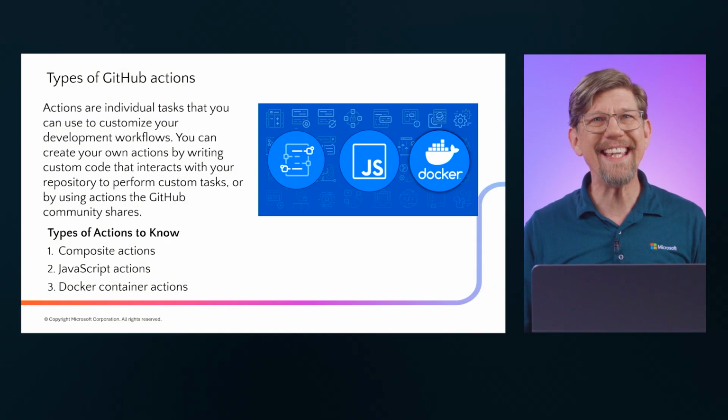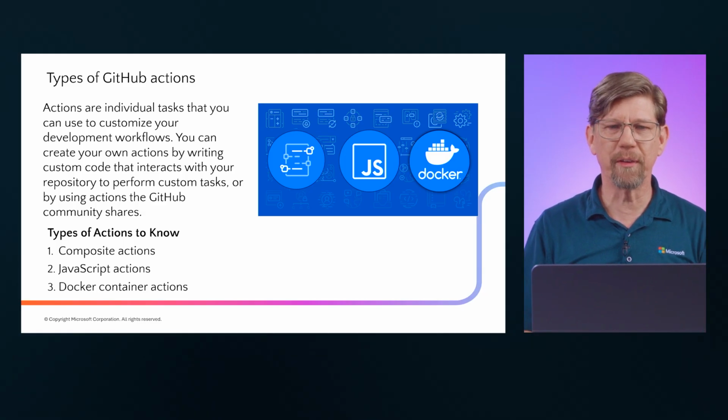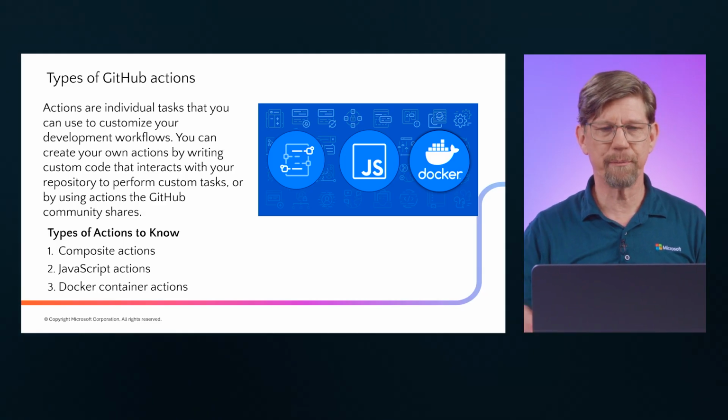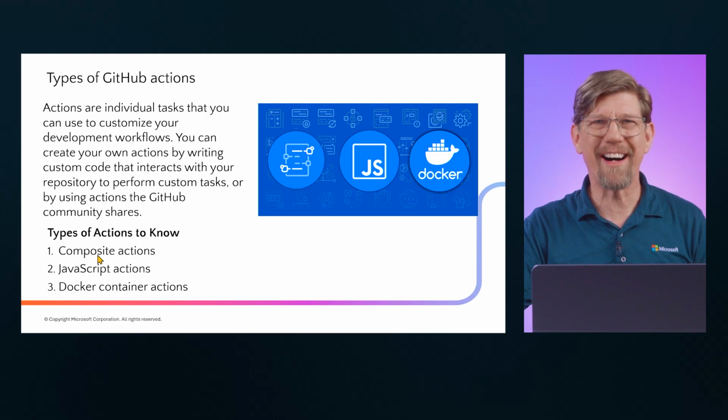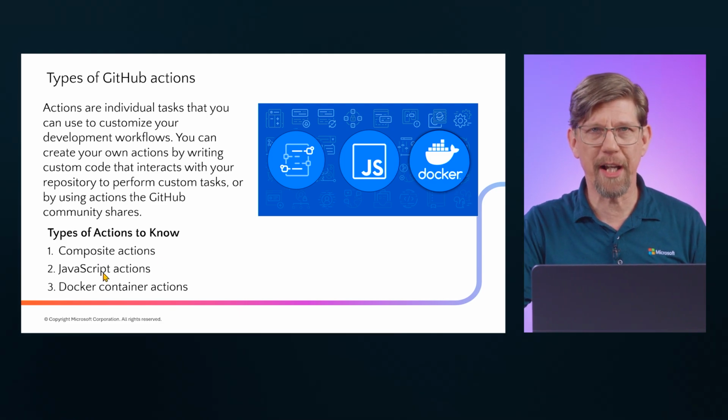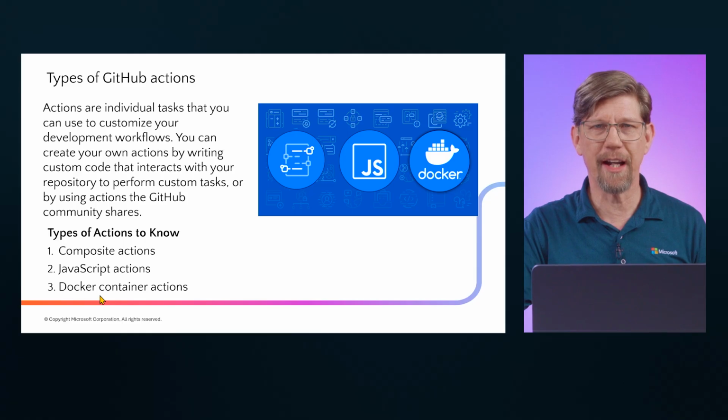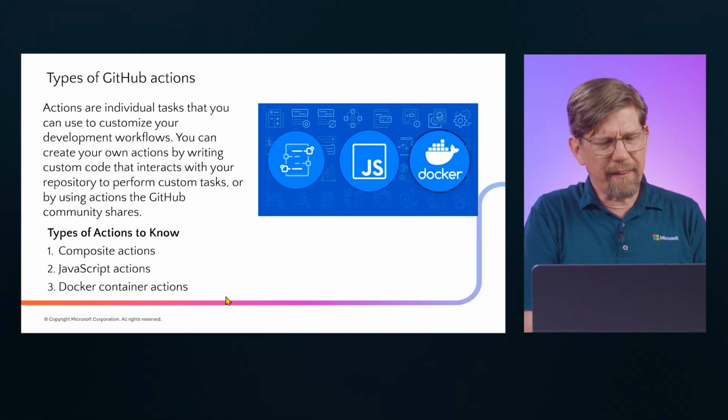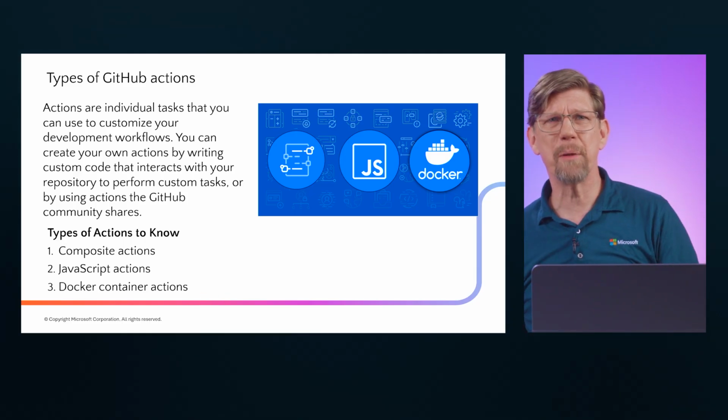We're going to see there are 3 different ways for you to build your own actions. There are what are called composite actions, JavaScript actions, and Docker container actions. And they're kind of in the order of complexity.